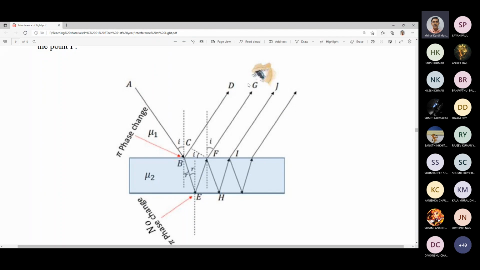Now we consider what is the path difference between these two consecutive reflected beams.